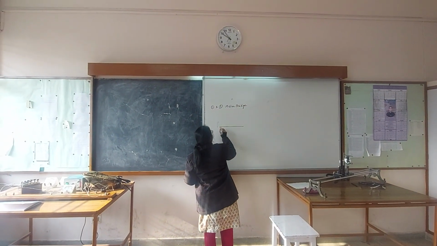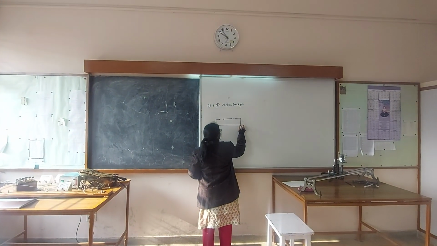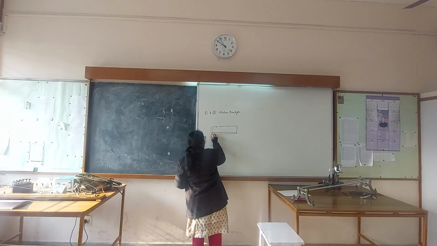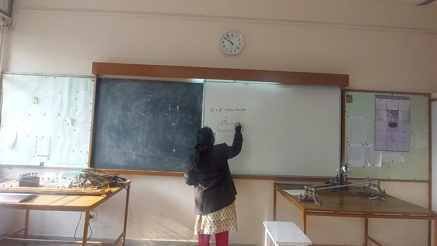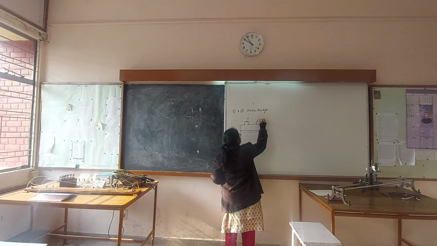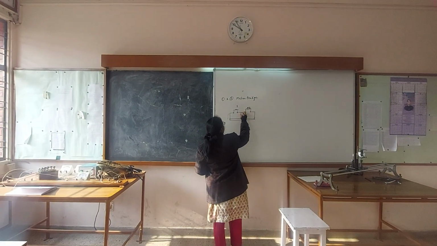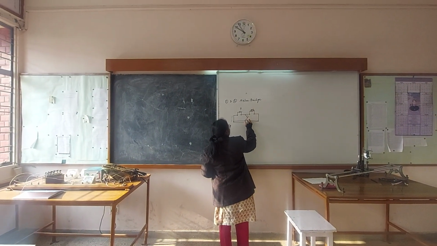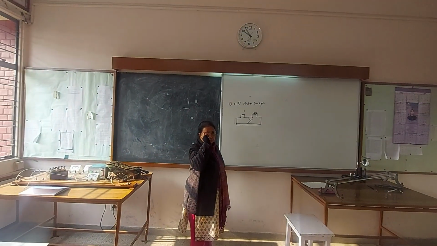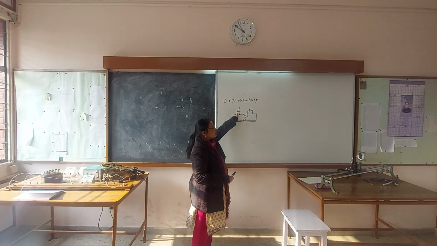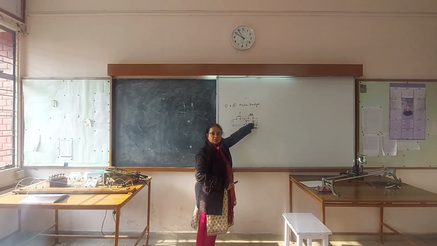The circuit diagram. This is the unknown resistance. This is the resistance box. And here is a jockey. Galvanometer. What are we looking at? Now I tell you the tips for viva over here. This is the standard resistance, unknown resistance. This is the resistance box, 0 to 10 ohm.